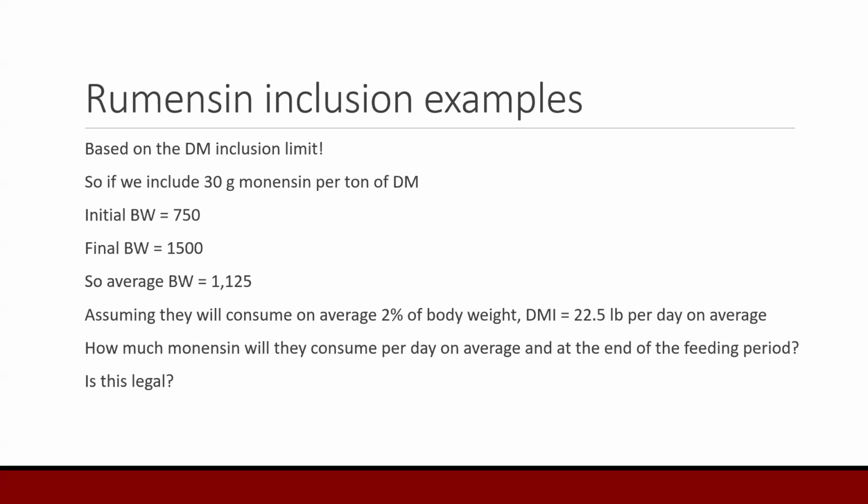Okay. All right. Let's look at 300 grams of Rumensin per ton of dry matter. Or not 300, 30. So what's 30 divided by 2,000?